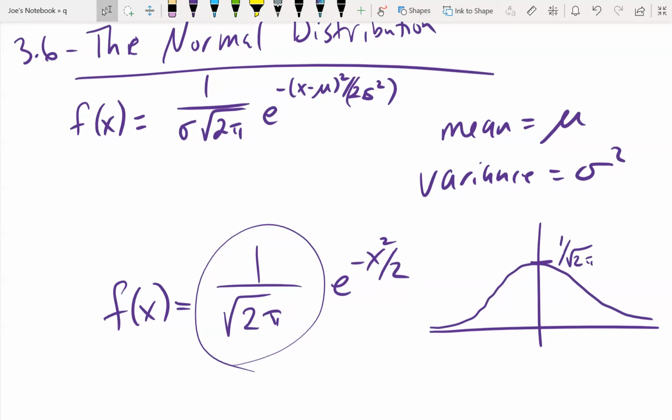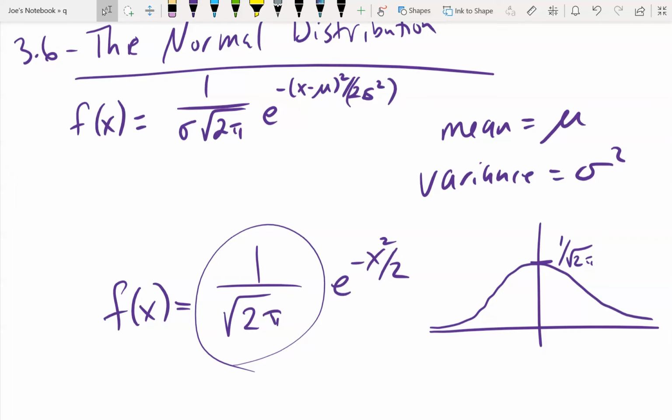If I do a shift of the mean, shifting left or right doesn't change the area. So all this minus mu here is just making it so that you can adjust where the mean is. That's all that's doing. This sigma squared, of course, is changing the scale.